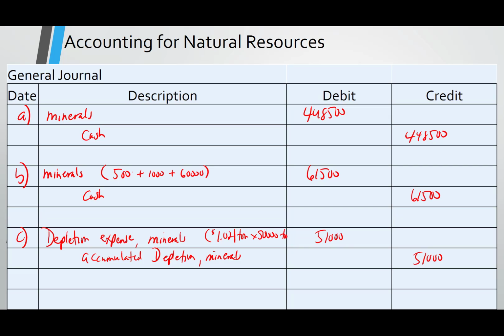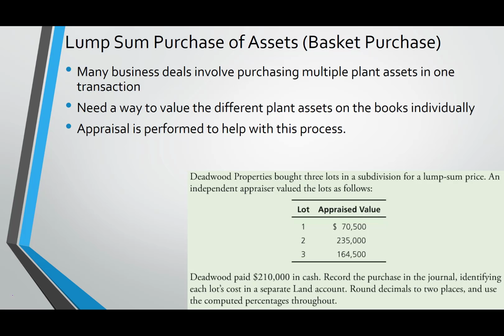The next topic we'll take a look at here is lump sum purchase of assets, also referred to as basket purchases. What we have to remember here is that it's very common that we would have a situation where we would buy multiple plant assets in one transaction. The problem there is that we need to properly cost these assets and value them on our books appropriately. So what we do is we have an appraisal done to help with the process of valuing that so we can get the right cost basis on our books.